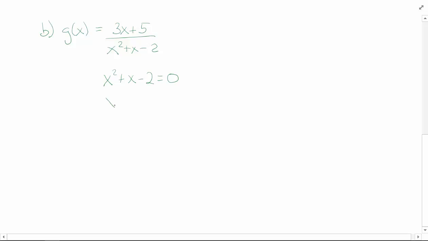This quadratic equation looks like it factors into x plus 2 times x minus 1. And then we have a product of two things that are equal to 0, so that means either x plus 2 is equal to 0 or x minus 1 is equal to 0, which gives us x is equal to negative 2 and x is equal to 1. And again, these numbers are not in our domain.